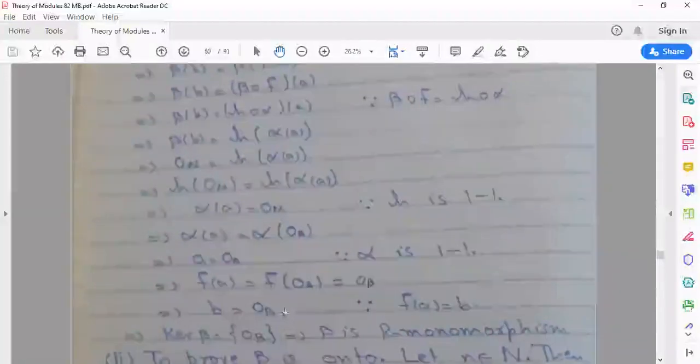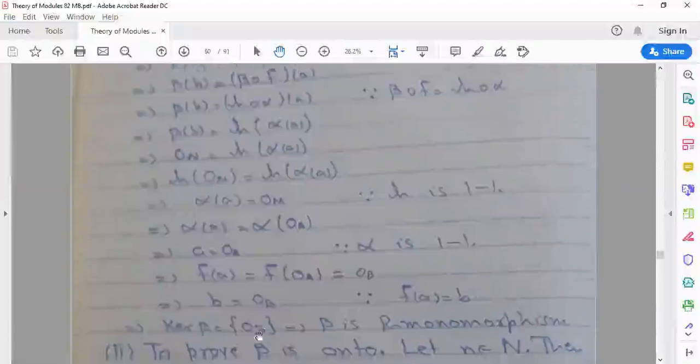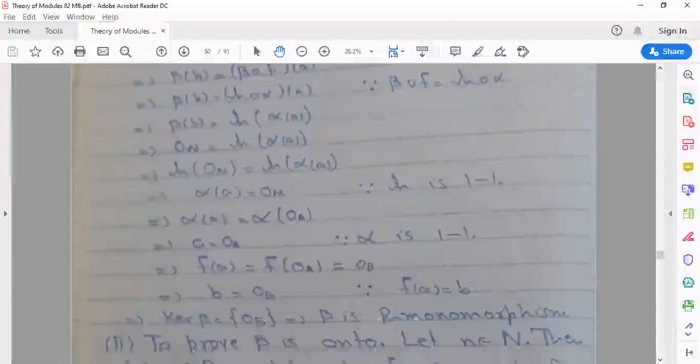Okay, so alpha is 1-1, so a is equal to 0. And f of a, when we assign a to f, the result will be like this, and is equal to 0 in beta. So b is equal to 0 by using f of a is equal to b. So kernel of beta is equal to 0. We are taking an arbitrary element b from kernel of beta and proving that this element is equal to 0. So beta is basically 1-1, so by using this, beta is a monomorphism.